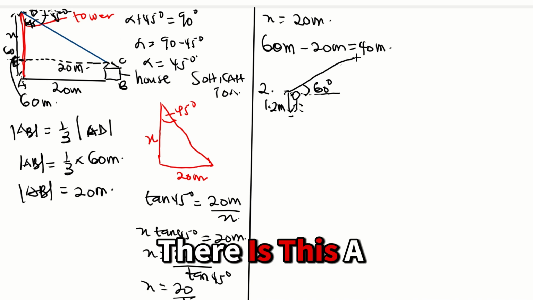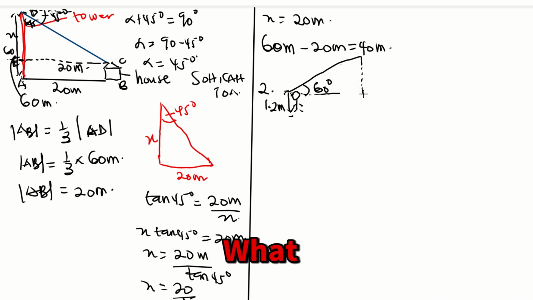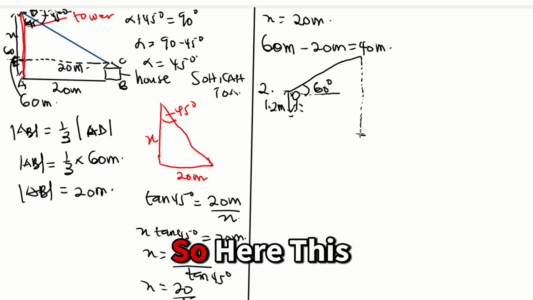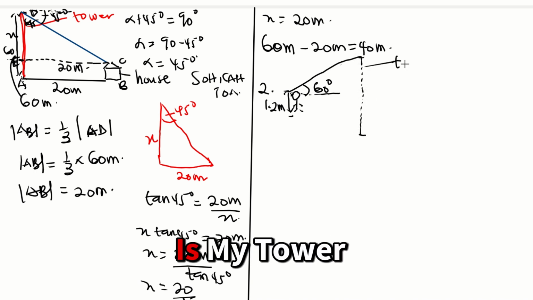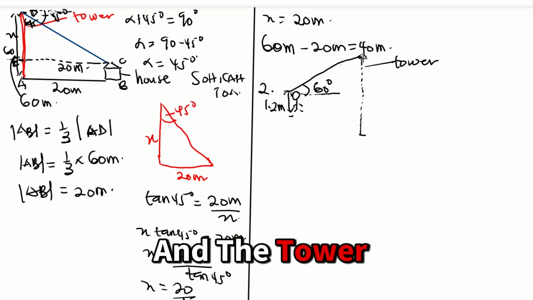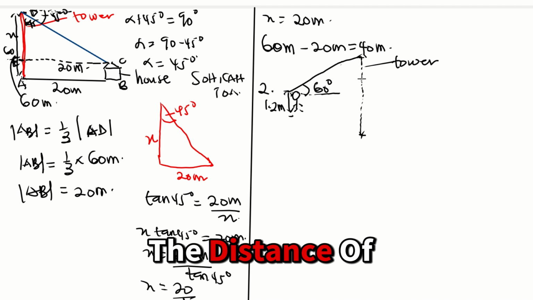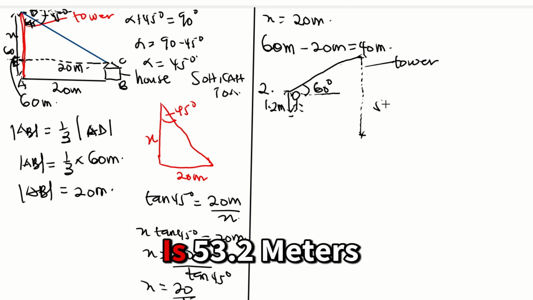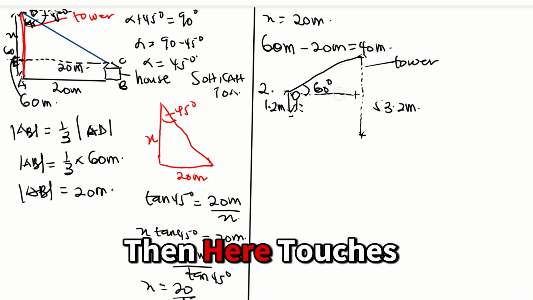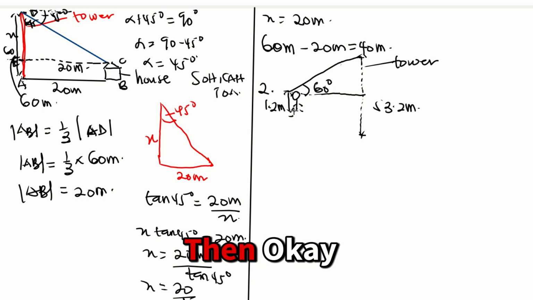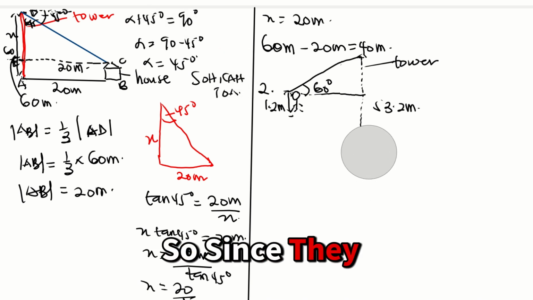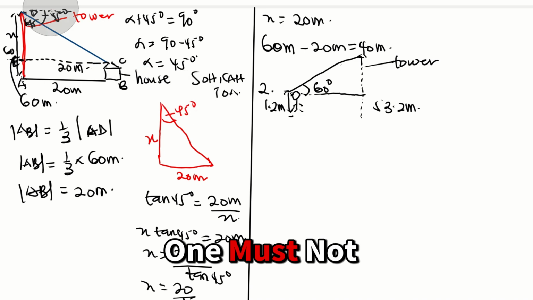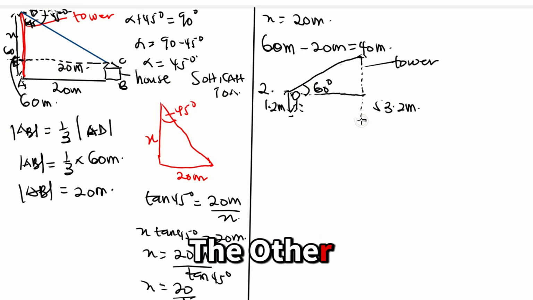And the question proceeds to say that the height of the tower is 53.2 meters, so we consider here as well, there is a tower, and the height of the tower here is 53.2 meters. Okay, let's identify that they are all from the same ground. Since they are all from the same ground, one must not be longer at the base than the other.